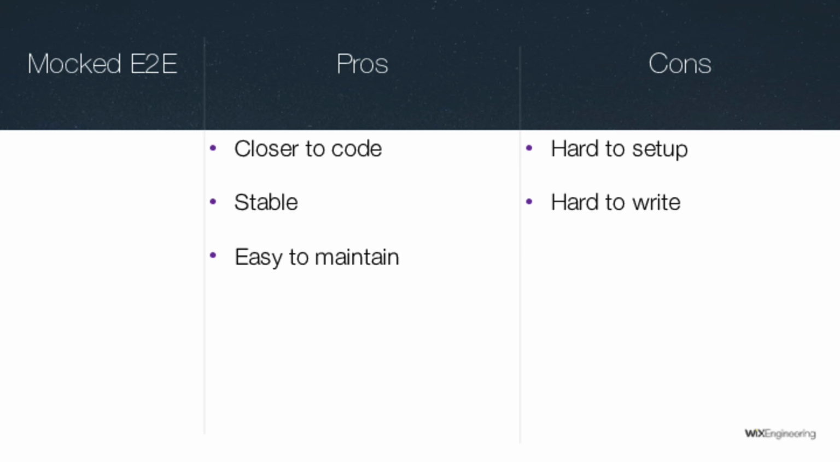The pros of mock E2E are that these are much closer to actual code, and they're much stabler because we're using mocked endpoints. So we now have controlled and predictable environments that provide the same input on every test iteration. They're very easy to maintain because once you write them, they should just work. The cons are that they require more setup because you actually have to write the server and all the configuration around it, and they're much harder to write since we need to take care of mocking and controlling everything.